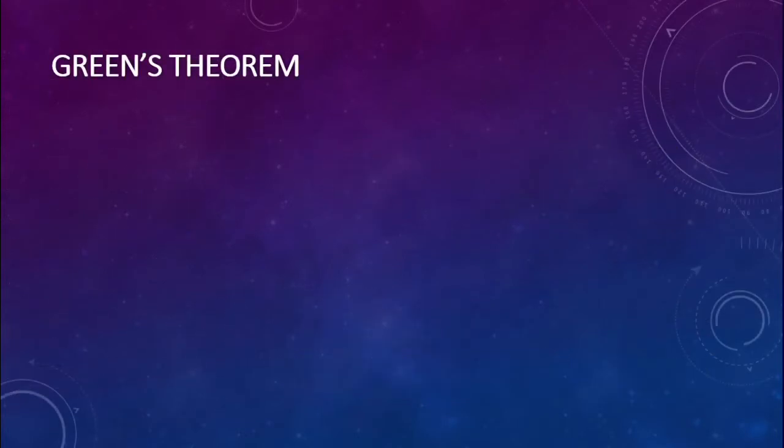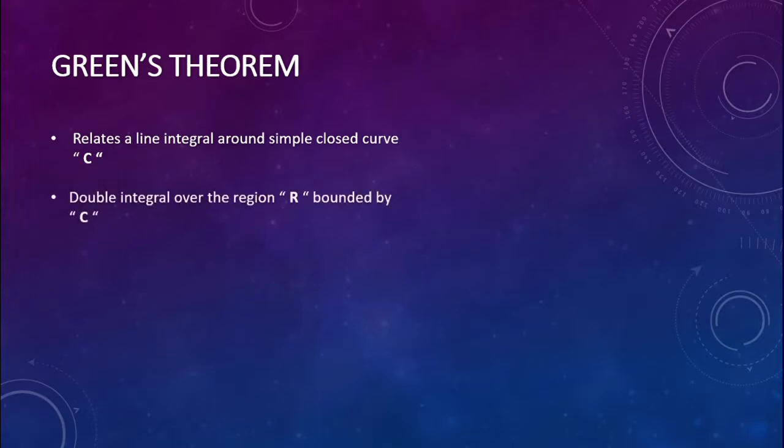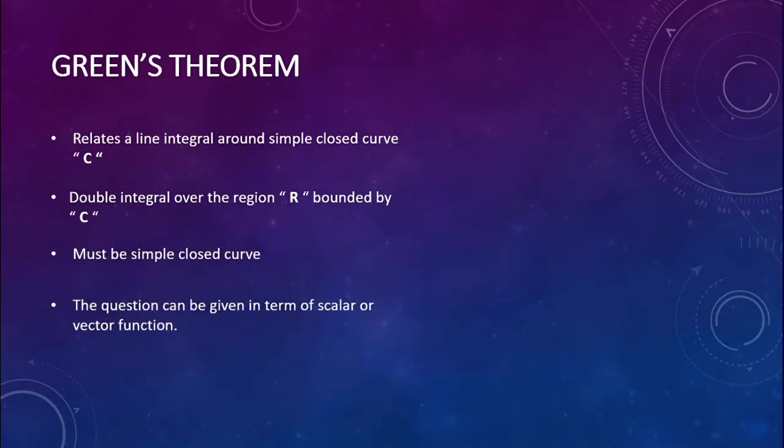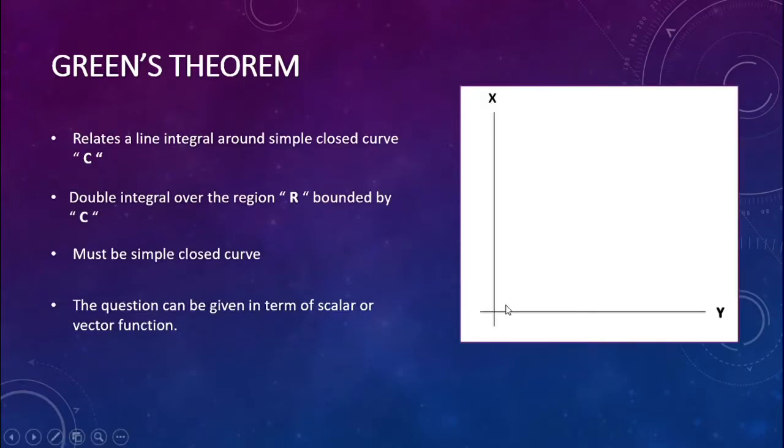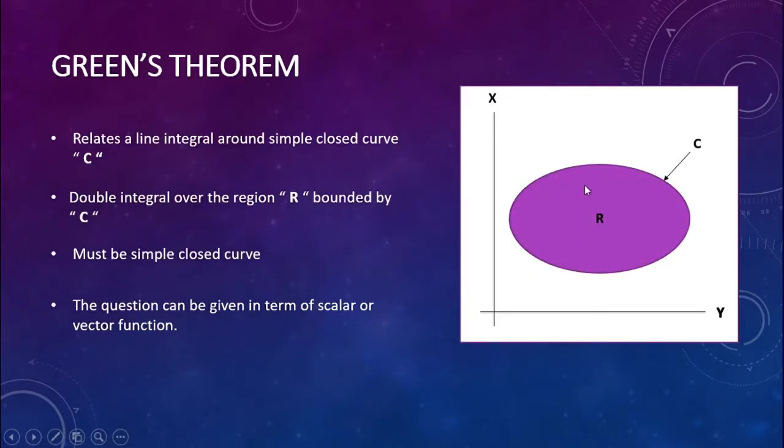Green's theorem. In vector calculus, Green's theorem relates a line integral around a simple closed curve C to a double integral over the region R bounded by the C. In Green's theorem, it must be a simple closed curve, and the question can be given in terms of scalar or vector function. This is an example of simple closed curve and piecewise smooth.